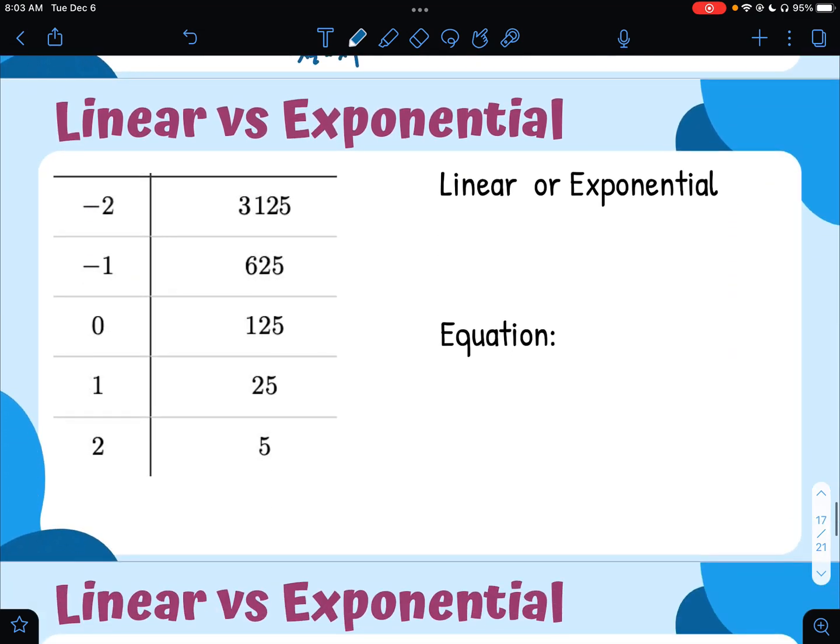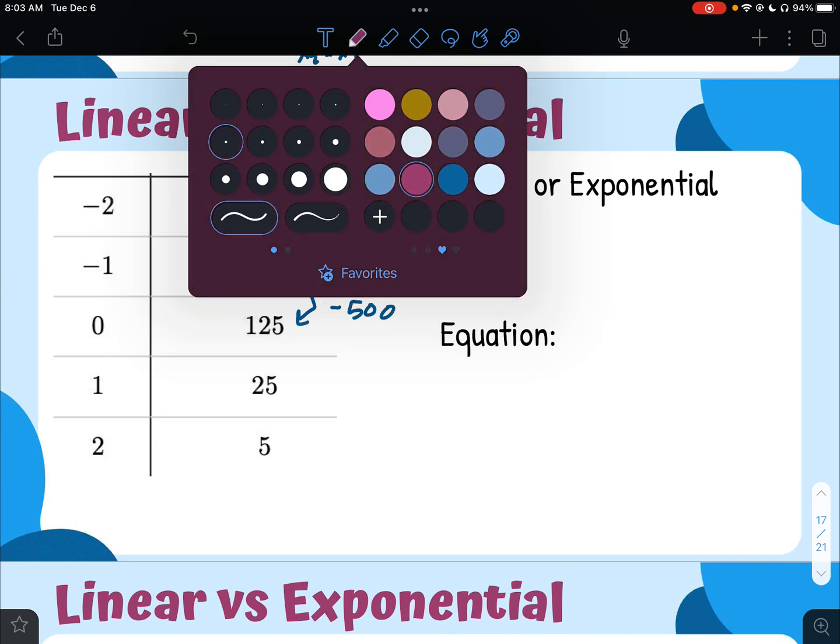If we look at our second scenario, we'd grab our calculators because, I'm going to be honest, I don't know how to subtract that in my head. 3,125 minus 625. Here it goes down. We subtracted 2,500. Here we subtracted 500. Well, we can already see that this is not constant.